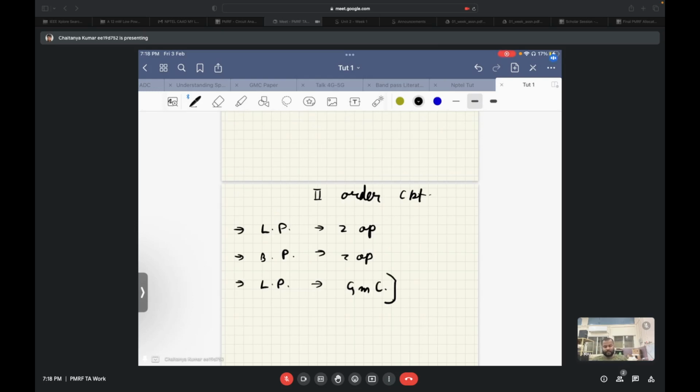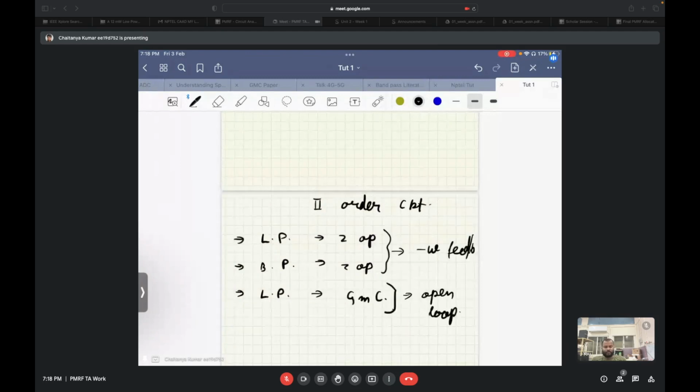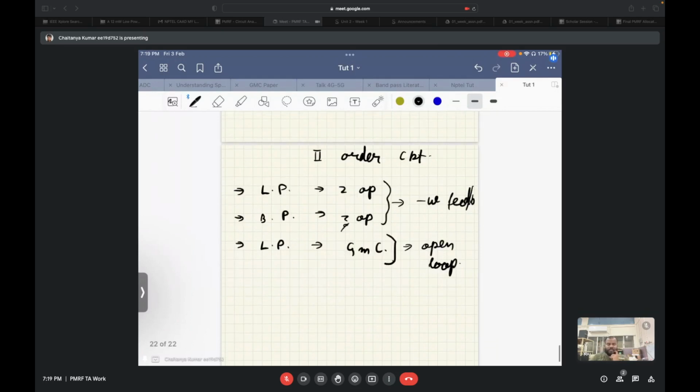Now, the drawback of this GMC architecture is that the op amp based architectures have negative feedback. However, this is an open loop structure. With an open loop structure, the problem is that these have worse nonlinearity and noise compared to their negative feedback counterparts. So again, if we want to reduce the number of op amps without affecting the transfer function, we will look at one more kind of transfer function where we can do that.